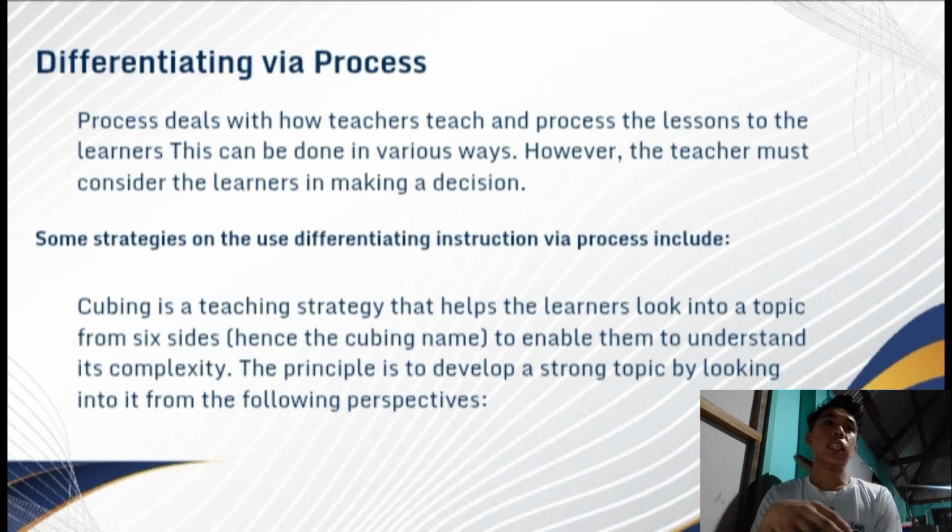Next is differentiating via process. Via process deals with how teachers teach and process the lessons for the learners. This can be done in various ways. However, the teachers must consider the learners in making a decision. Some strategies used in differentiating instruction via process include cubing. It is a teaching strategy that helps the learners look into the topic from 6 sides.